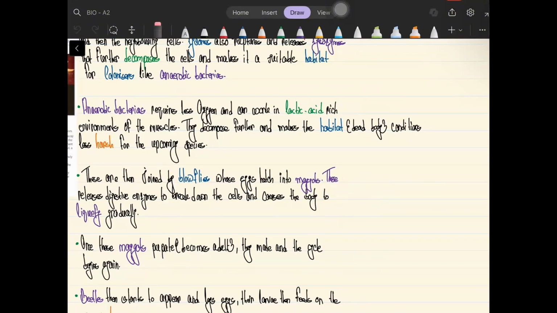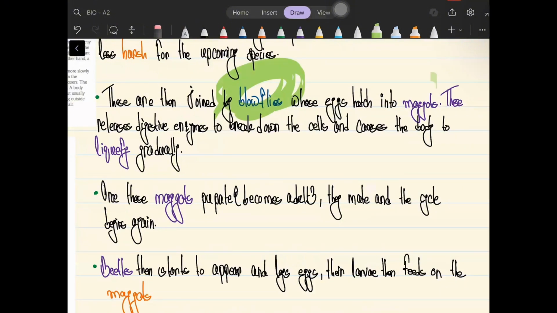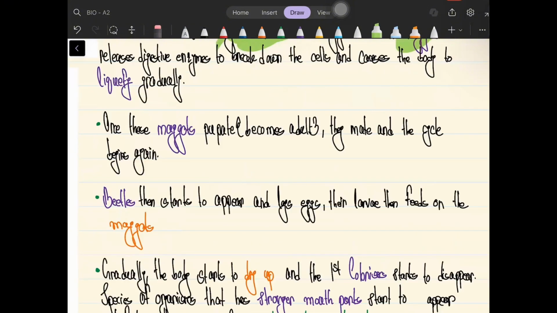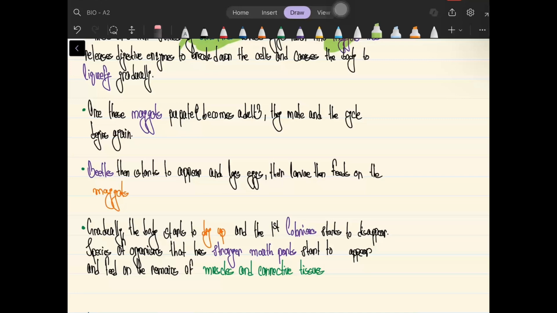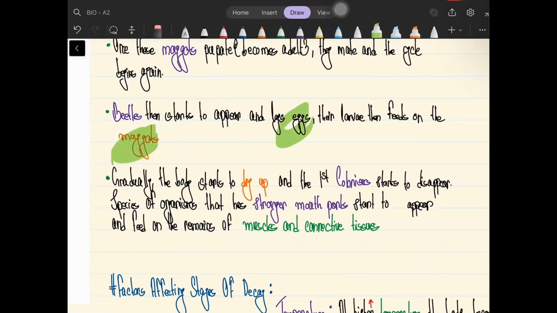Then the blowflies come into play, and they lay their eggs that hatch into maggots. This releases digestive enzymes that try to liquefy the cells of the body. And once the maggot becomes an adult, the cycle begins again, right? Then beetles start to appear and lay eggs, and the larvae feed on the maggots themselves. Gradually the body dries up, and that's when the first colonizers start to disappear, and species that have stronger mouth or jaw parts start to appear to feed on the remaining connective tissues, muscles and bones, right? This is the entire process of decay.